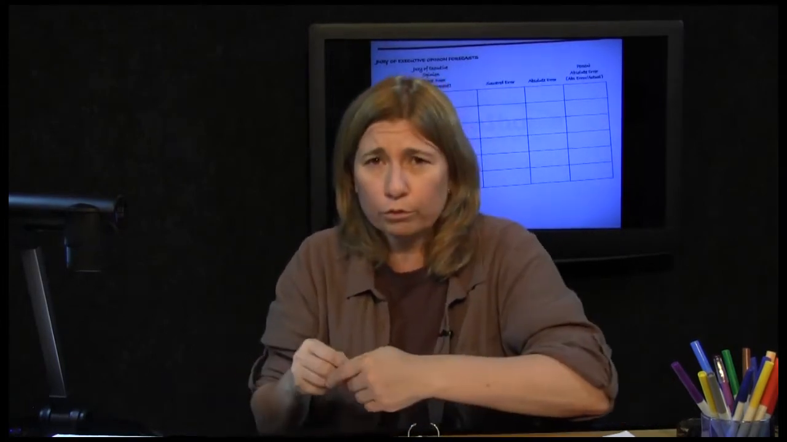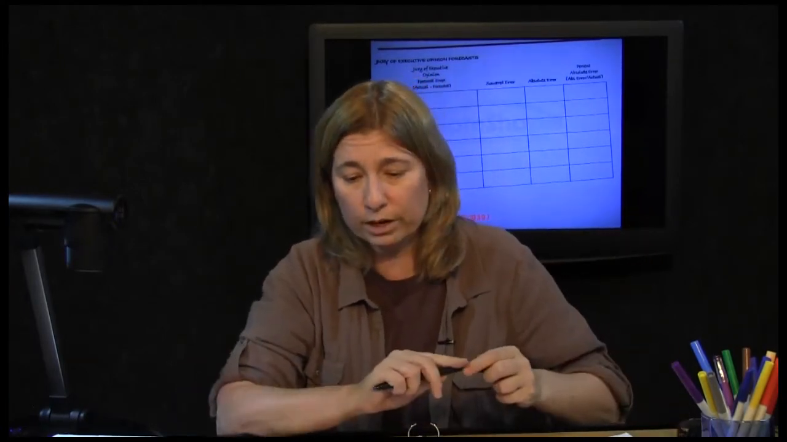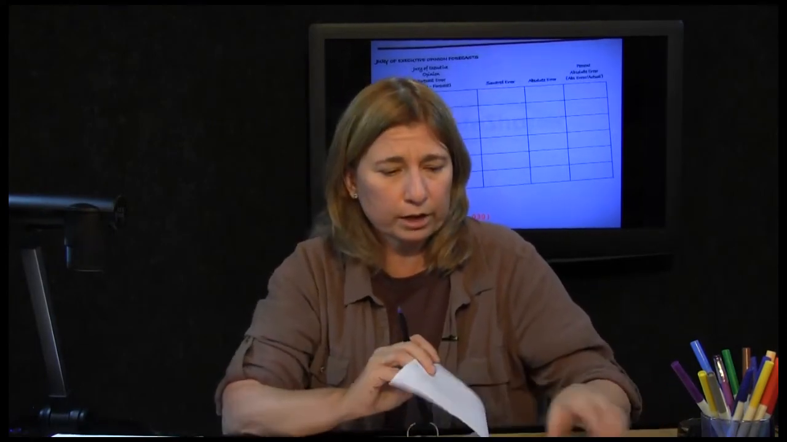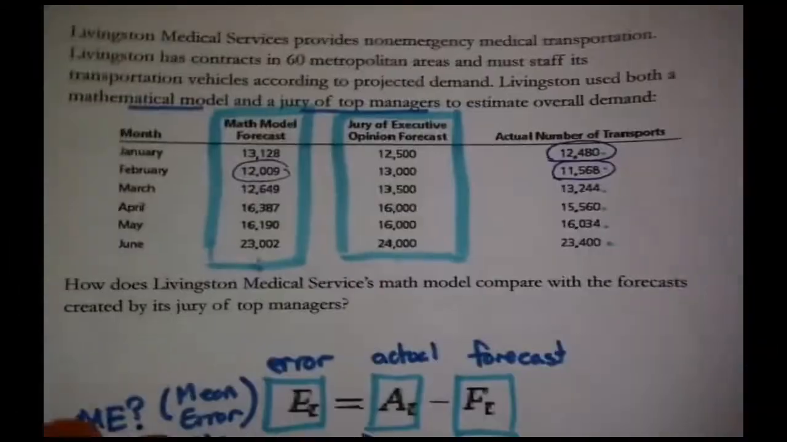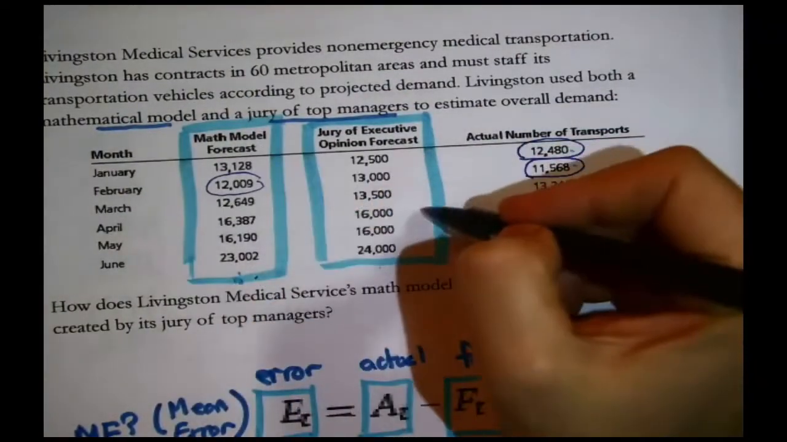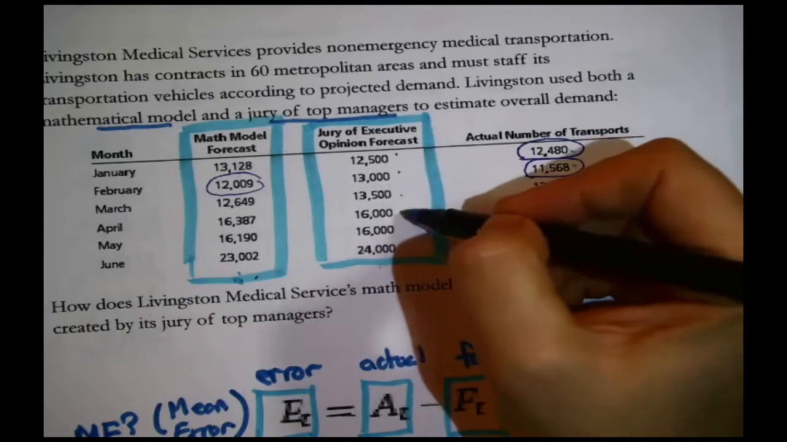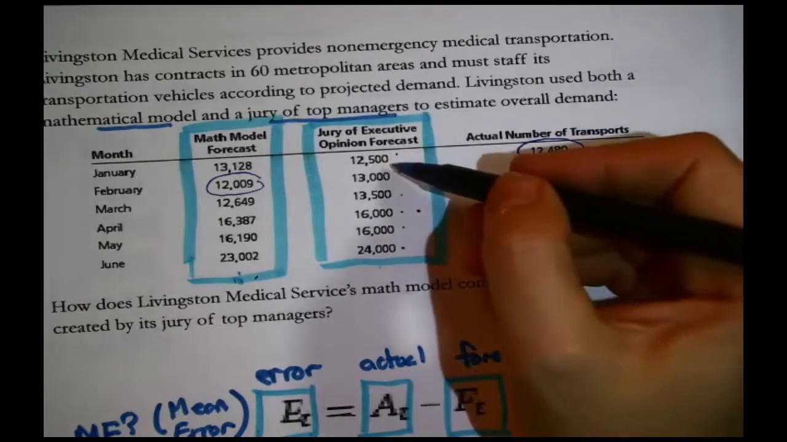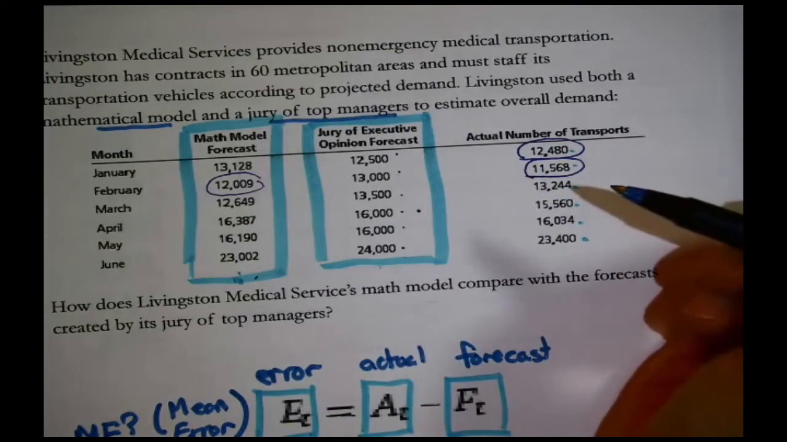I'm now going to go through that same set of calculations again, except for the second forecast model, because first we calculate the error in each forecast. Now I've got to go back to the original data, because this is what we're working on now. Okay, I need to calculate the error in each one of these forecasts. It looks like the jury of top managers, they like nice round numbers. You notice that in their forecasts? Anyway, what was their error for January?